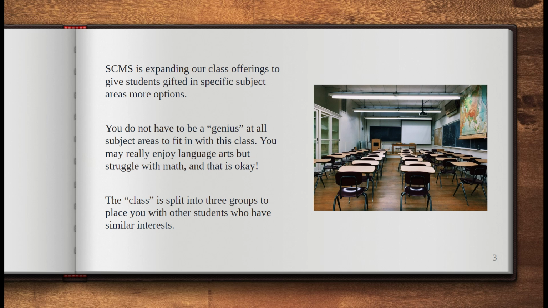That's very, very rare. But if you are really good or you really lack one subject area, then you have a place with us. The class is split into 3 groups to place you with other students who have similar interests. And we'll probably split up sometime closer to September, after our first few weeks of school, when we get done with some beginning activities. But you'll be split up to work with other students who excel in a certain subject area, regardless of what grade they're in.